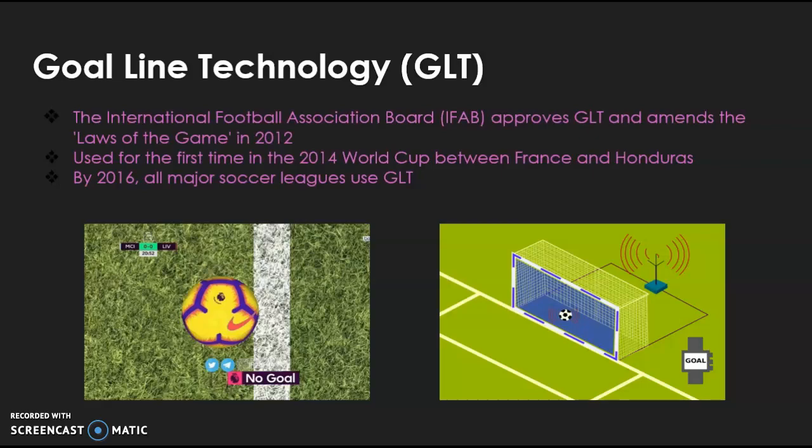As you can see, this picture on the right here shows how it is set up, and this one would be a goal. The one on the left is not a goal, and this is how goal line technology works. Right is a goal, left not a goal.